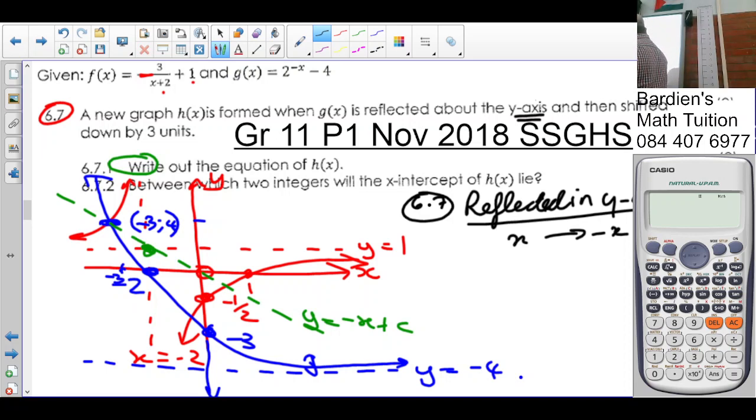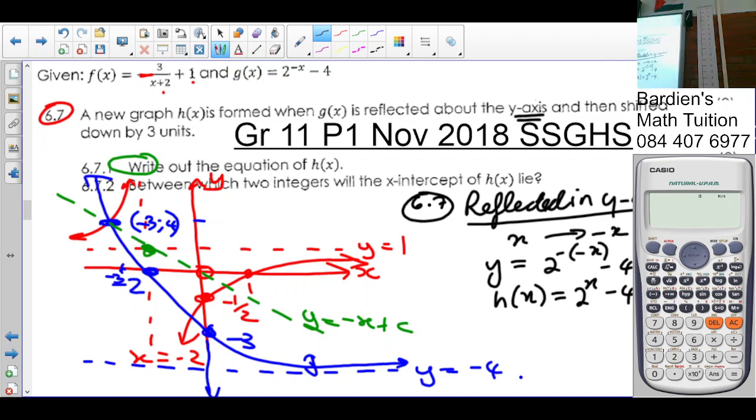So if x becomes negative, it is h of x, or firstly y equals 2 to the minus x, the x becomes negative, minus 4, where h of x is now equal to 2 to the x minus 4. So if I draw this graph and it's reflected in the y-axis, then this point of minus 2 becomes 2. That point remains that point, the asymptote remains the asymptote. Can you see the reflection there now, in the y-axis?